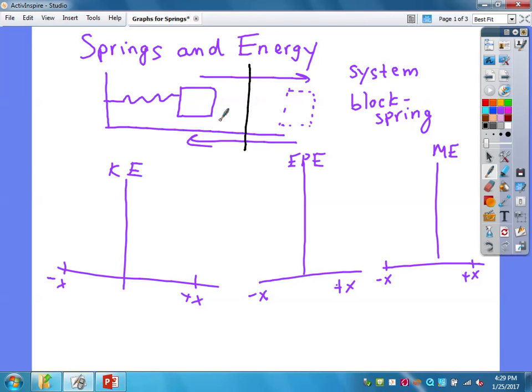an equilibrium point, which I'm just going to label here. This would be x equals 0. This would be negative x, and this would be positive x. This would be the maximum amplitude that it reaches while it's oscillating back and forth.